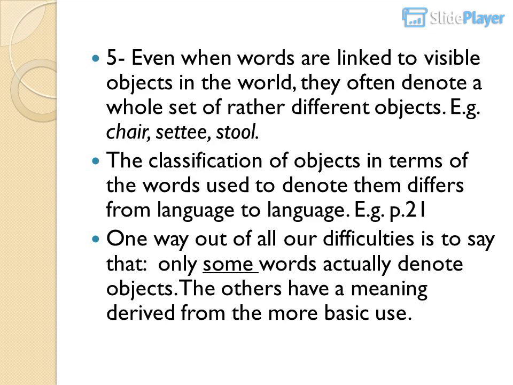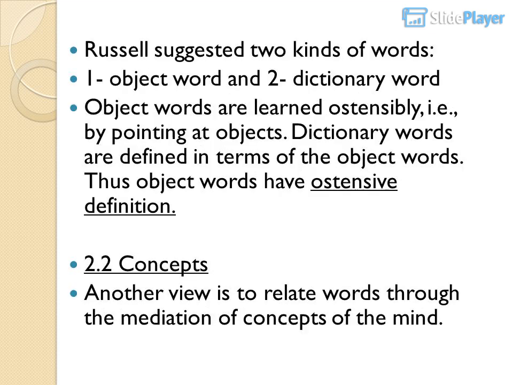For example, p. 21. One way out of all our difficulties is to say that only some words actually denote objects. The others have a meaning derived from the more basic ones. Russell suggested two kinds of words: 1. object words and 2. dictionary words.